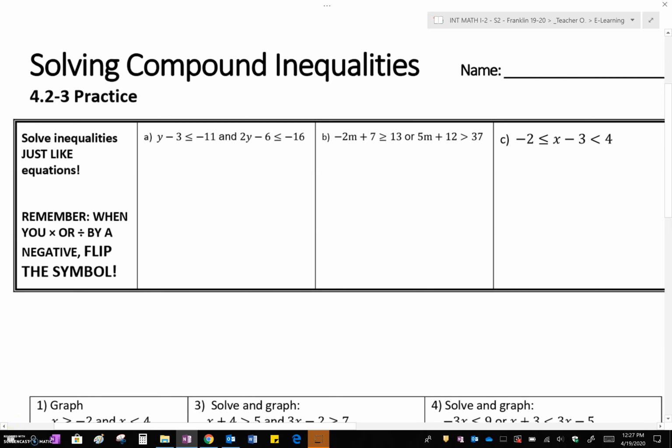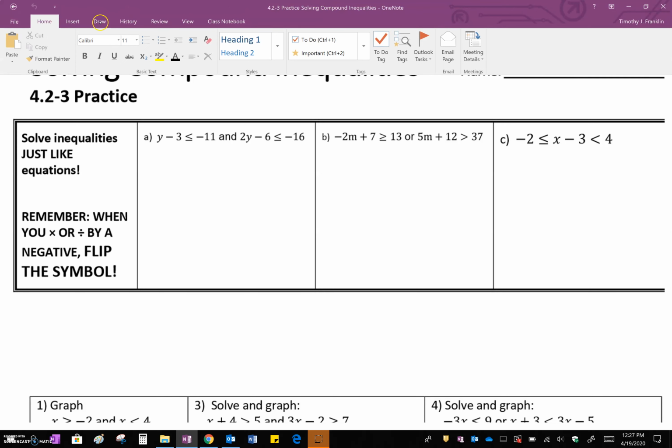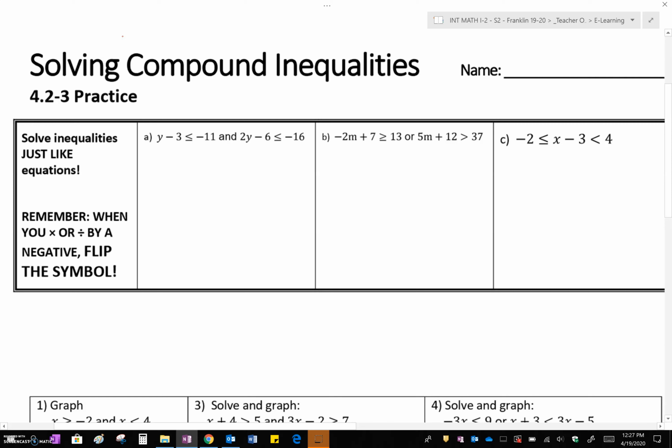All right, this week we are wrapping up compound inequalities with solving them, not just graphing them. So one thing to remember when you solve inequalities, it's just like an equation. Do the same steps you would do if it said equals. It's just we have an inequality symbol instead.